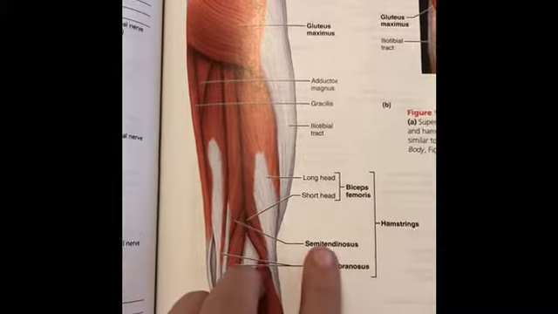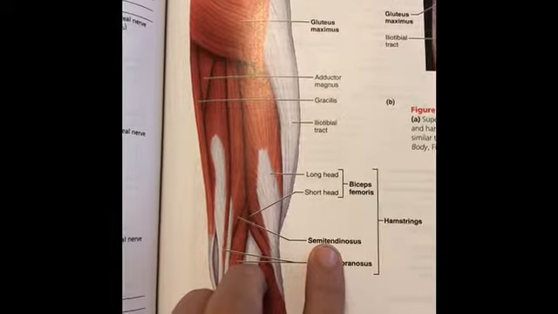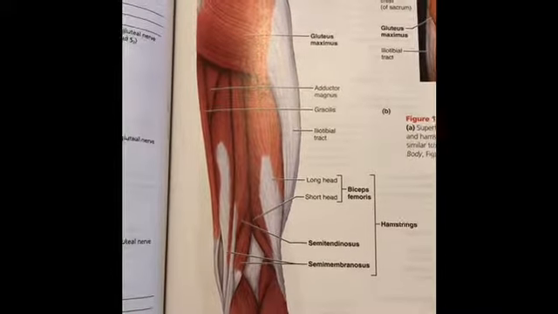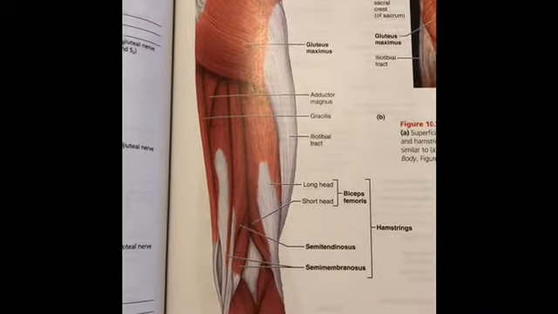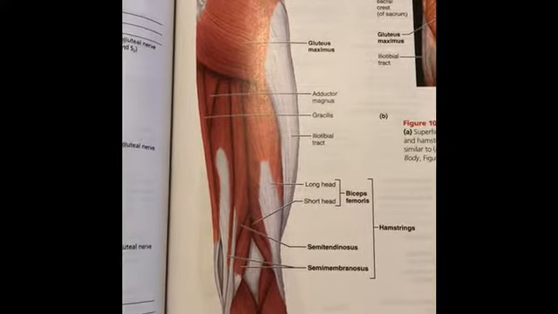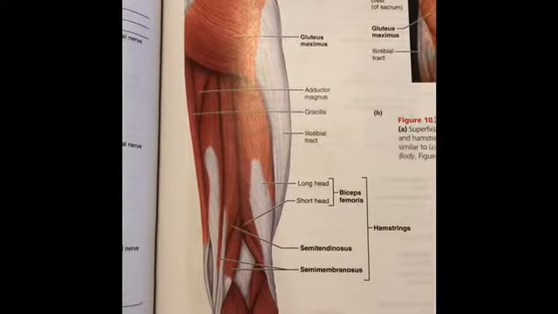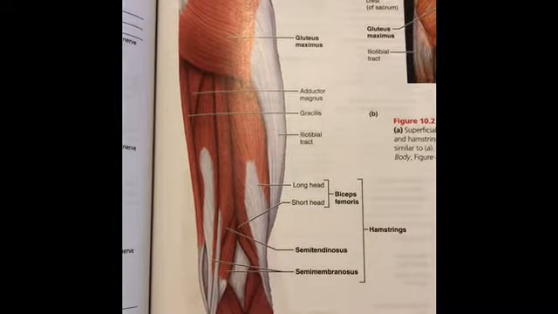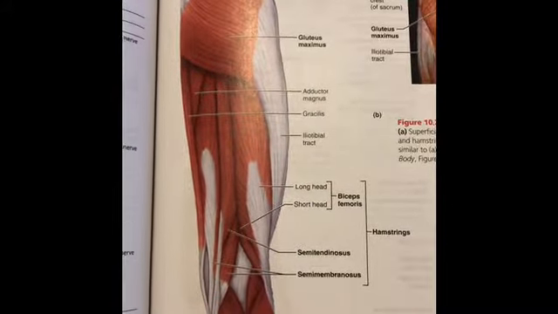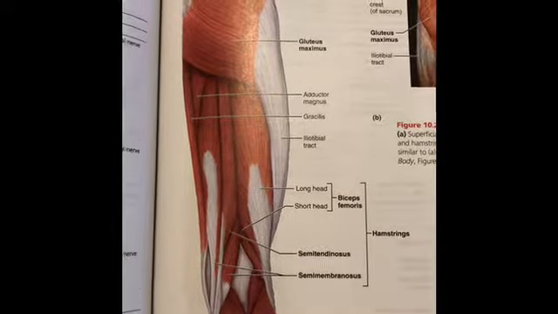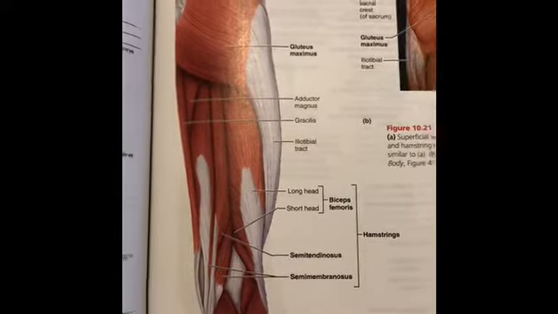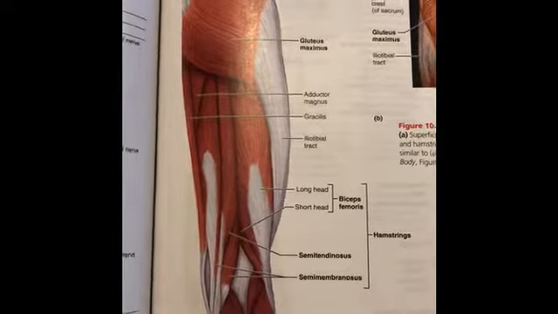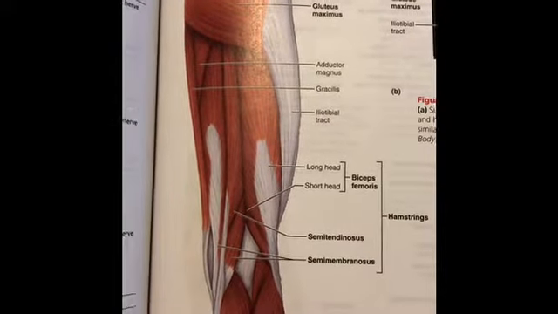Next is the semitendinosus. The origin is the ischial tuberosity, in common with the long head of the biceps femoris that we just talked about. The insertion is the medial aspect of the upper tibial shaft, and the action is that it extends the thigh and flexes the leg.